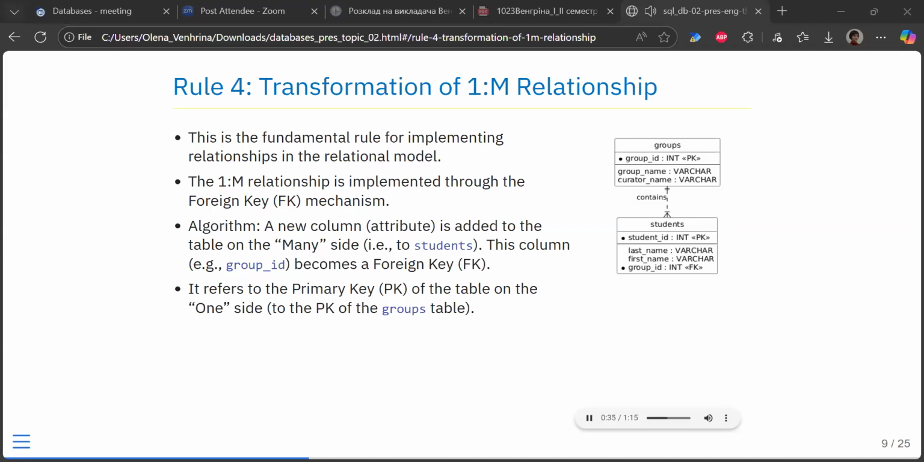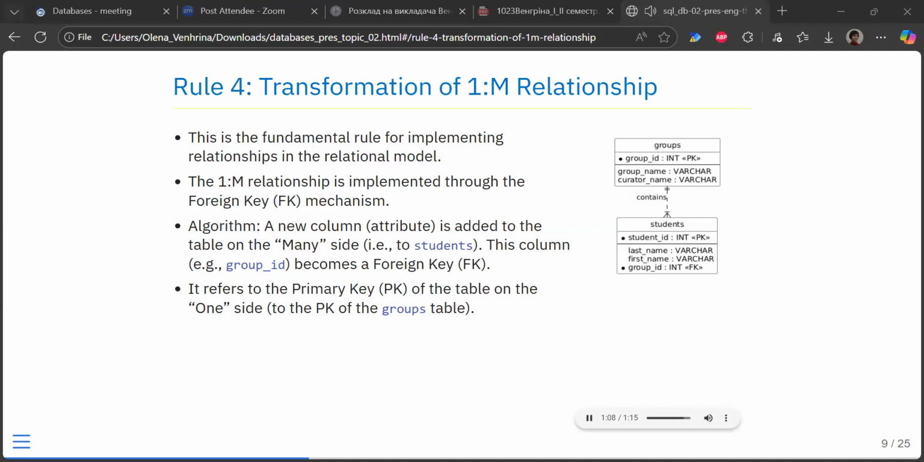The key always migrates from the one side to the many side. That is, we take the primary key of the groups table, which is group ID, and add a new column with the same or similar name to the students table, where it becomes a foreign key. As you can see in this diagram, now each table has its own PK, but the students table has an additional group ID column marked FK. If student Ivanenko has the value 5 in this column, it means he is logically linked to row 5 in the groups table. Thus, the connection is established.